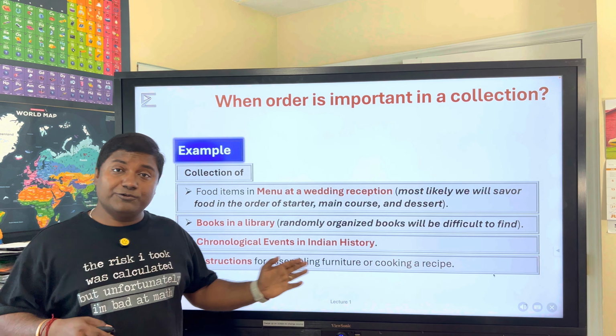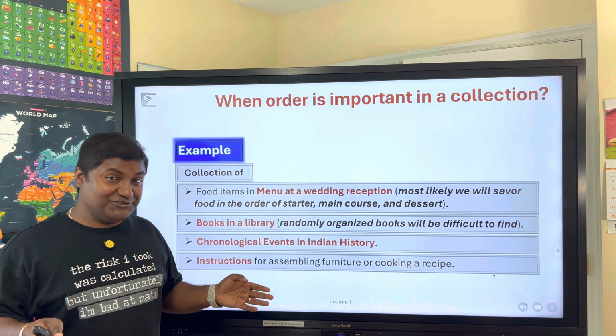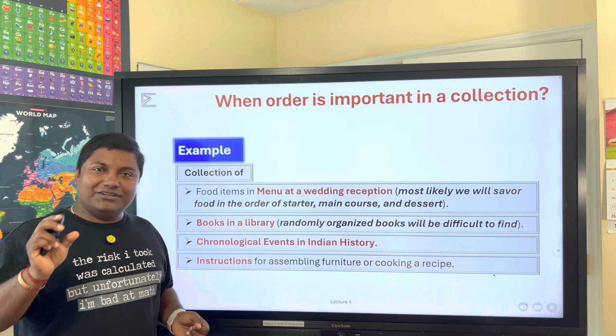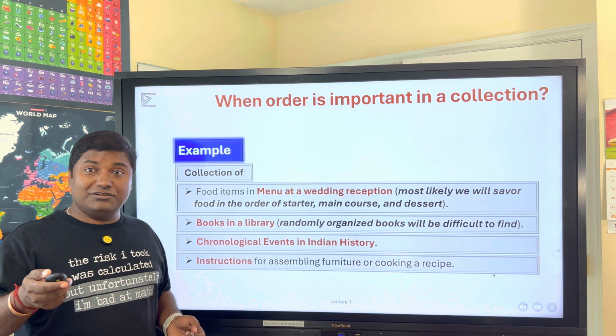Same goes for cooking. I hope you guys have started cooking a little bit. You are going to need it in the future for sure. So when you have a cooking recipe, let's say you are trying to cook butter paneer.